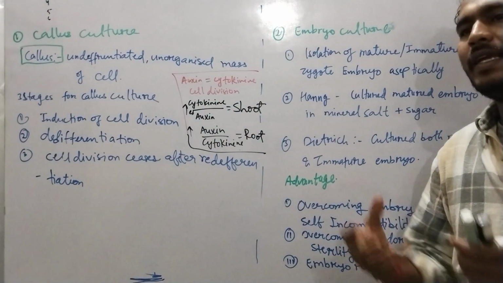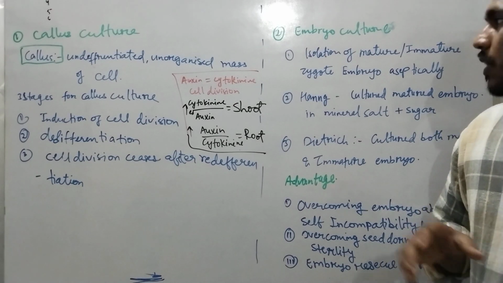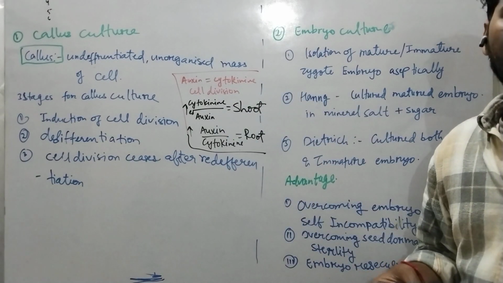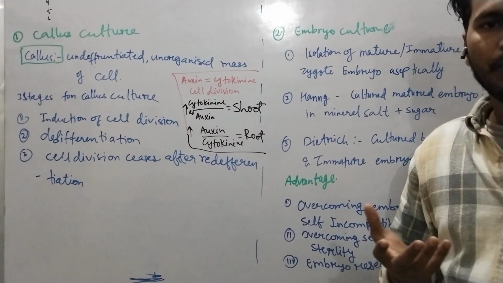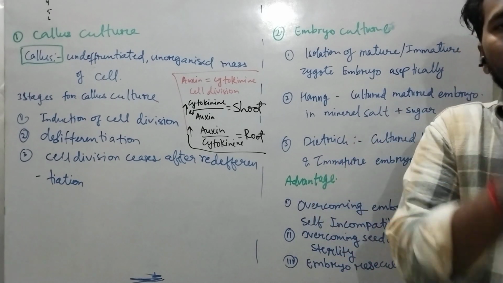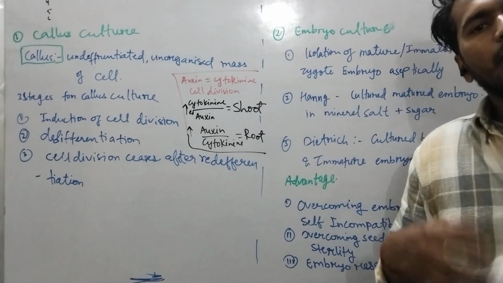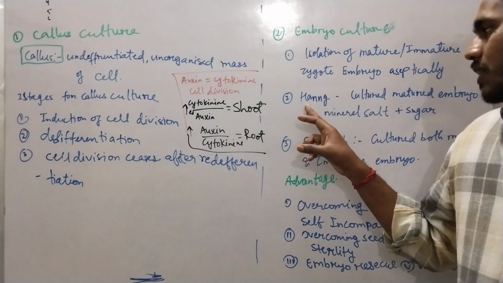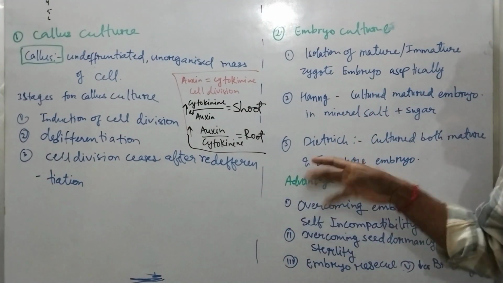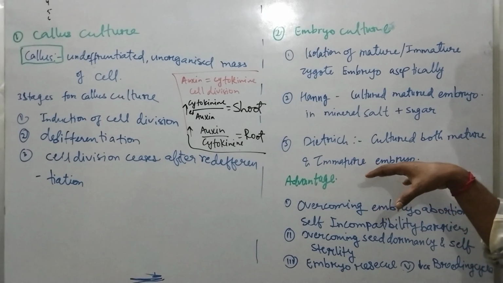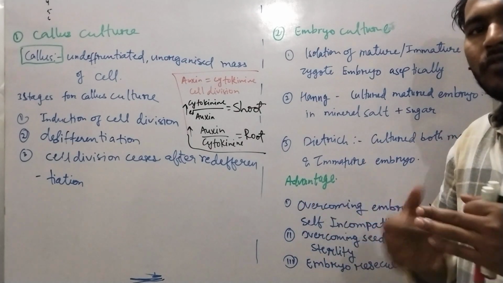So what we will do, we will take a complete ovule or complete ovary. Then we will call it an ovule or ovary culture. Okay. So the embryo we will isolate directly. After isolating, we will put it into the supplement, and then it will grow. It depends: if the embryo is mature, it will grow faster. That was concluded by Dietrich. Okay. If the embryo is immature, then it will take time. So the first scientist, Hanning, cultured a mature embryo in the presence of salt and sugar supplement. Dietrich cultured both immature and mature embryos, and he found that among both, the mature embryo will grow very fast.